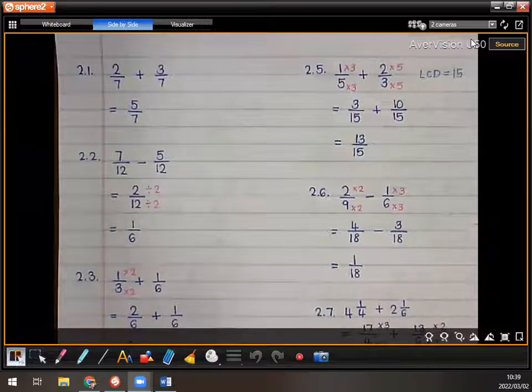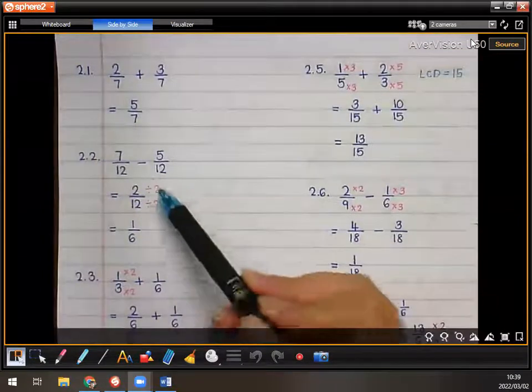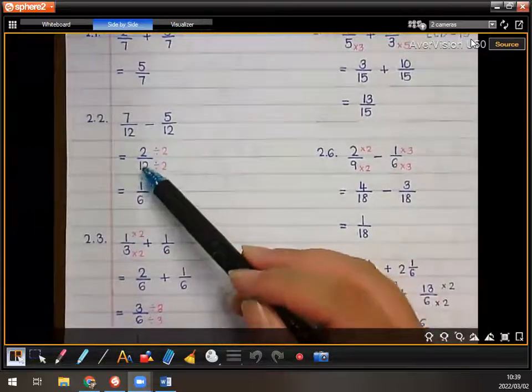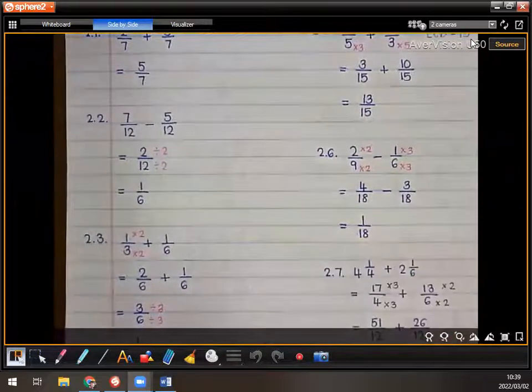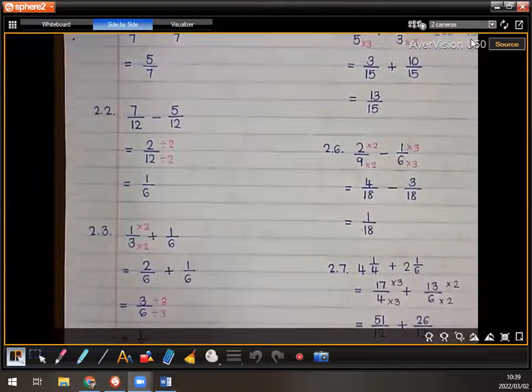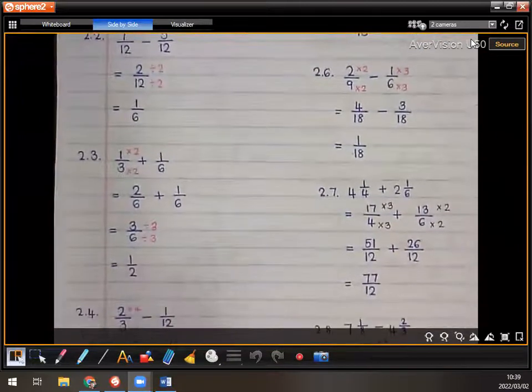2.2, also they have the same denominator already, so you could just minus those. And here is now an example where you have to simplify. All right, 2 over 12, can't leave it like that. 2 goes into 2 and into 12, so you have to divide both of those by 2. Right, so we find that one. So guys, it was basically just the same method all the time.